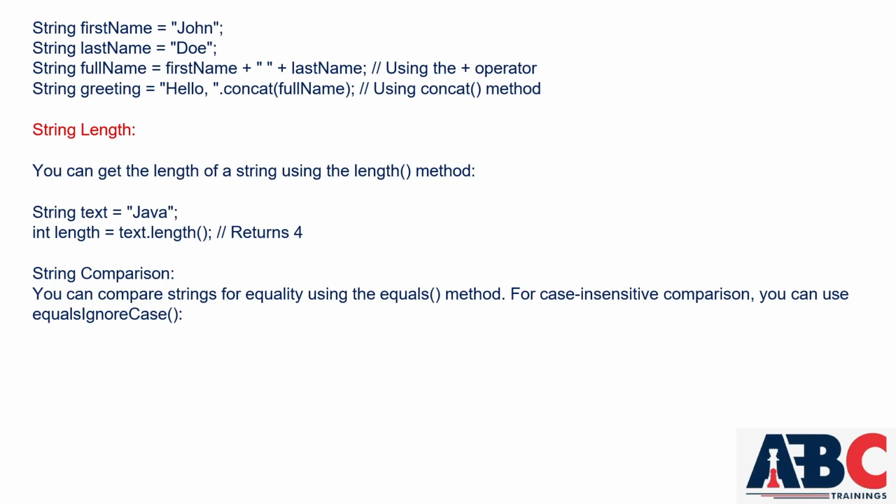Here is an example of concat. The first name is John and the last name is Doe. To concat, we use first name plus space plus last name. The concatenated name will be shown. We can also use the concat method: String greeting is Hello dot concat, in brackets, full name. Then the string length.